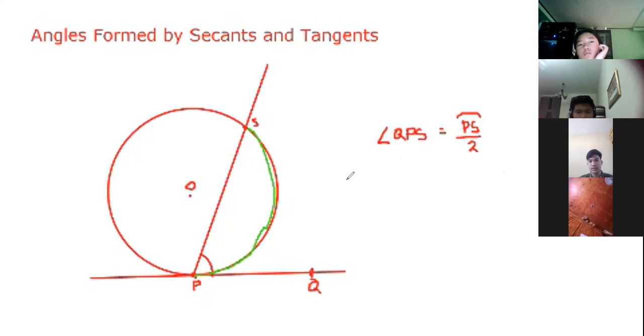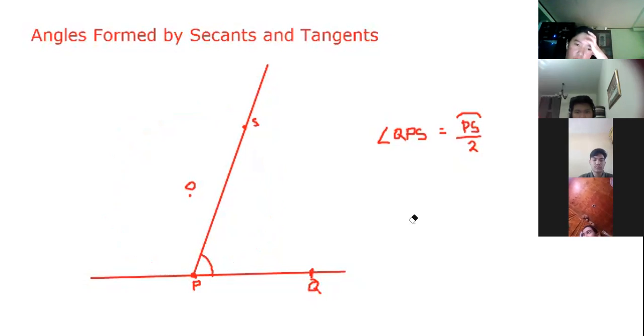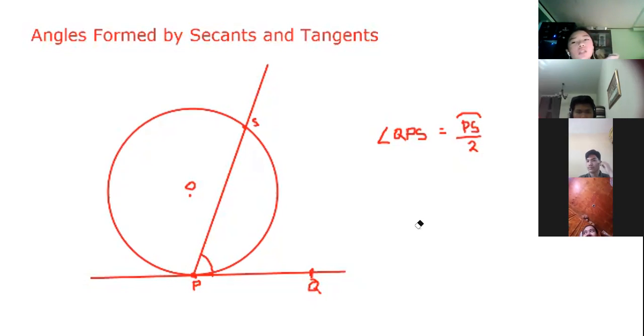We're going to divide it to 2 para malaman natin ang angle ni QPS. Naiintindihan? So, we're going to divide it by 2. Yung arc, para malaman ang angle ni QPS. So, kung tatanggalin natin yung circle, iyan si angle QPS. Diba? So, para malaman natin kung anong sukat ng angle QPS, kakahatiin natin si arc PS. Okay? So, we're going to divide arc PS to 2.